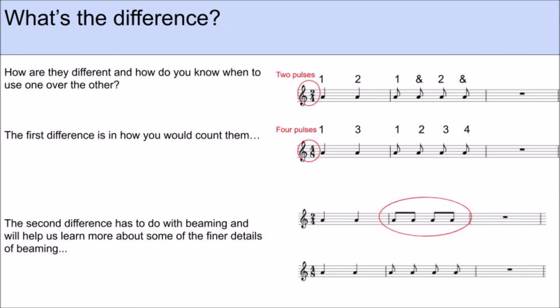The second difference has to do with beaming and will help us learn more about some of the finer details of beaming. I intentionally left the examples unbeamed up till this point because I did not want to add to the confusion. Now we can see on the bottom right, the 2/4 bar has beamed eighth notes and the 4/8 selection has unbeamed eighth notes.